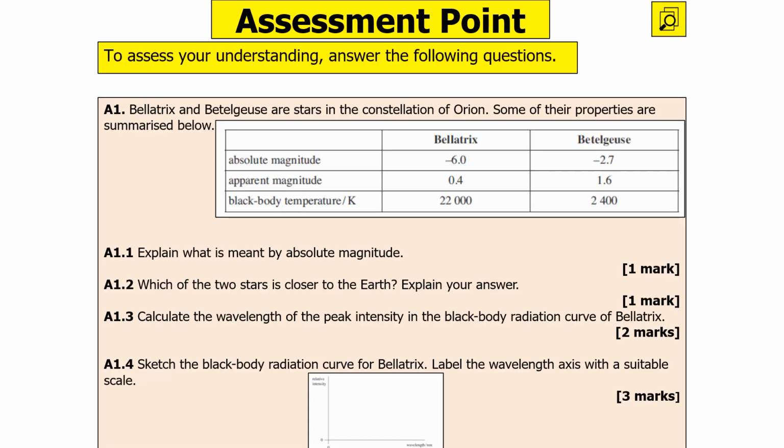The next question says Bellatrix and Betelgeuse are stars in the constellation of Orion. Some of their properties are summarised below. Firstly, explain what is meant by absolute magnitude. Work out which of the stars is closer to the Earth. Explain your answer. Calculate the wavelength of the peak intensity in the blackbody radiation curve of Bellatrix, and then sketch the blackbody radiation curve for Bellatrix with a labelled wavelength axis with a suitable scale. So pause the video now, then unpause the video when you want to go through your answer.